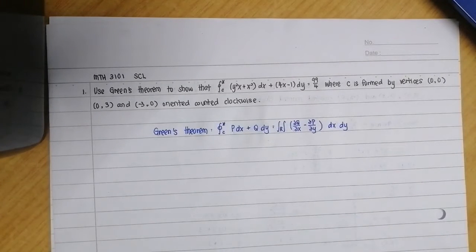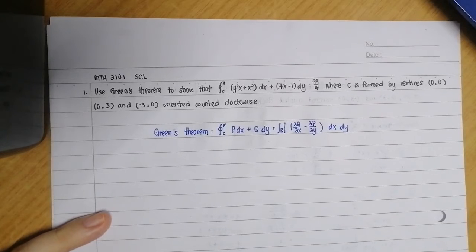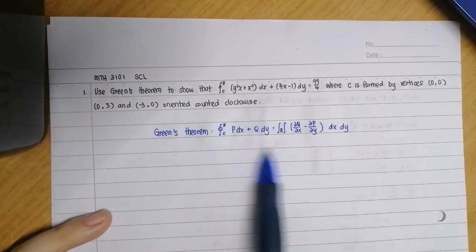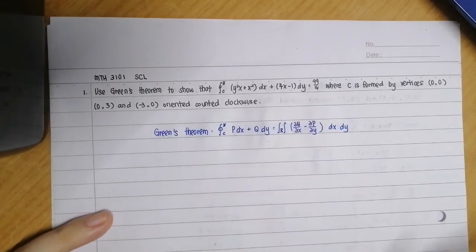Okay, so this is the first question of SCL. Use Green's theorem to show that the integral of (y squared x plus x squared) dx plus (4x minus 1) dy, in a simple closed curve C, where C is formed by vertices (0, 0), (0, 3) and (-3, 0), oriented counterclockwise, is equal to 99/4. So we will use this equation to show the answer.